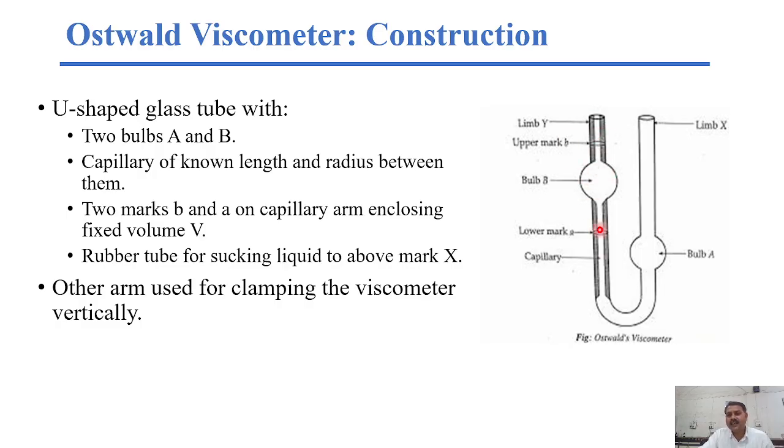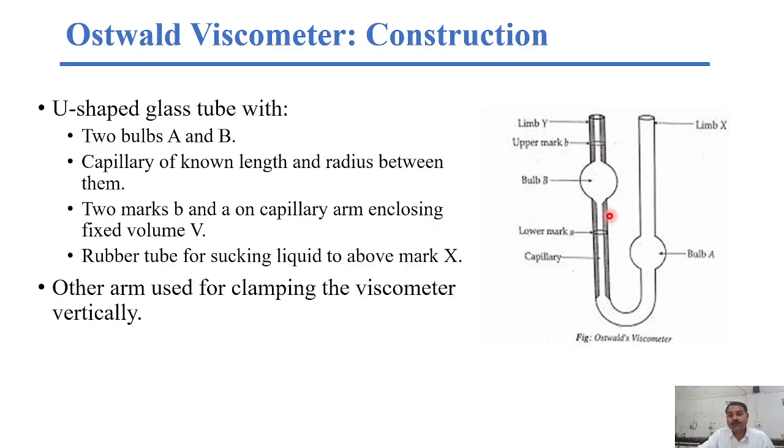It is made of glass and it has two bulbs. It is a U-shaped tube having two bulbs, bulb B and bulb A, and it has two arms. One arm is called the capillary arm because the capillary is there, and the other arm is called the clamping arm, because this instrument is clamped to the stand. The capillary arm has two markings, an upper marking and a lower marking.